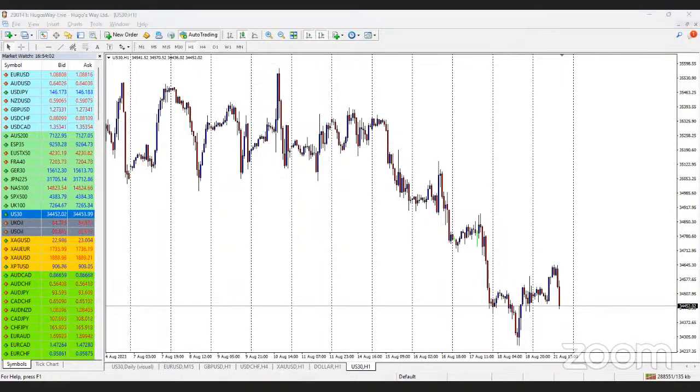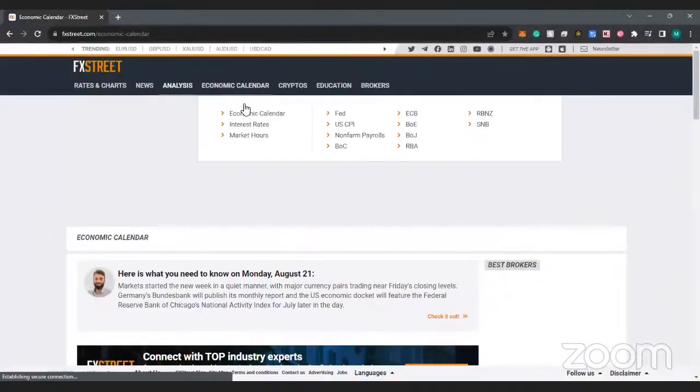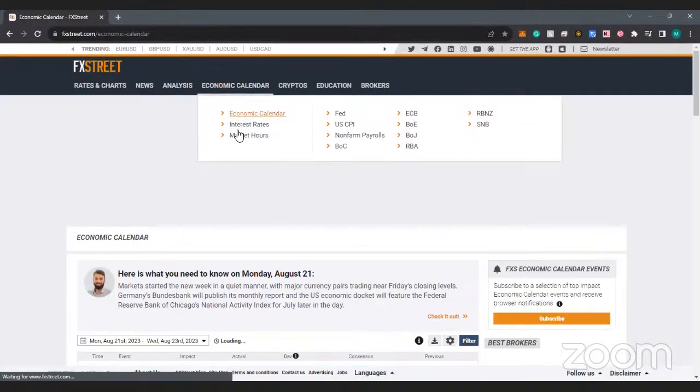Now, final thing is for the news. Let's take a look at the news quickly and see what we've got for the week. Now, I've already looked at this week. This week is not the highest impact news, but any high impact news event can cause a reaction. I would say the biggest news is on Friday, when we have a speech from Jerome Powell.